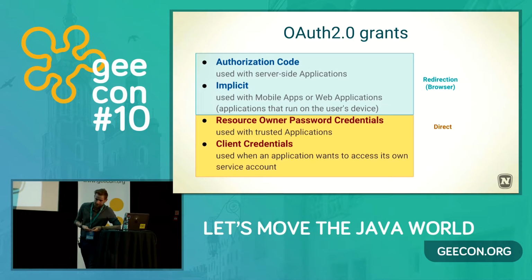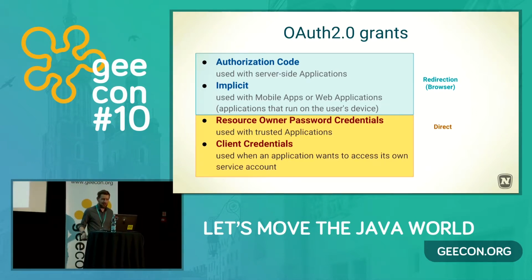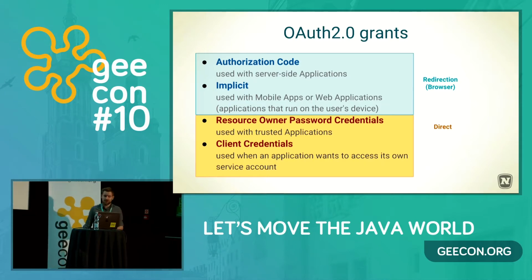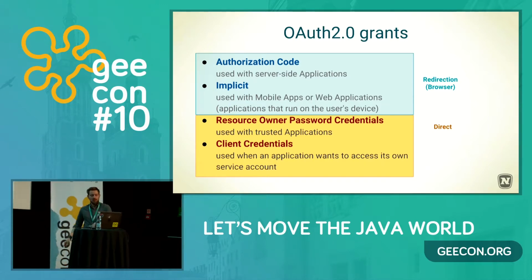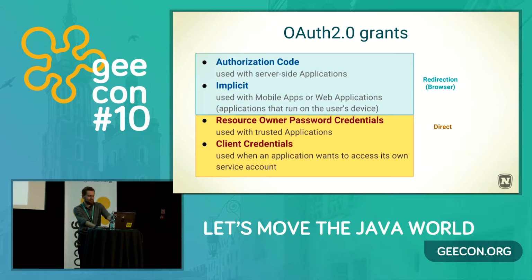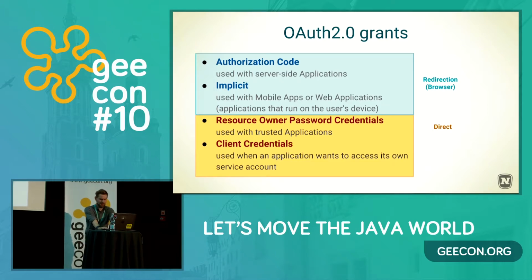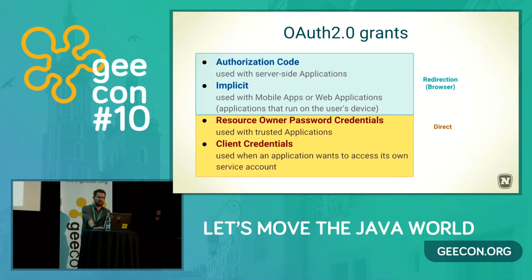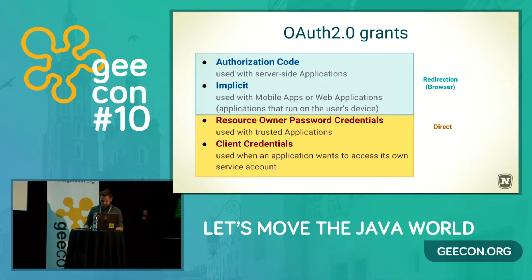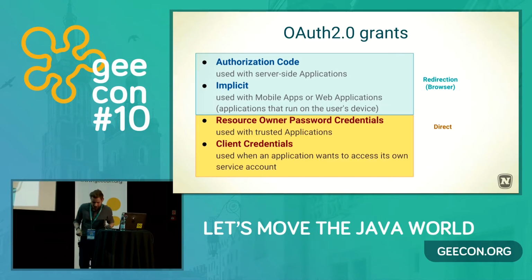We've got 4 of them. There's the authorization code, which is intended for server-side applications. We've got implicit flow, which is used with mobile apps and web applications. We've got resource owner password credentials, which is used only with trusted apps, such as native apps or highly privileged apps. And we also have something called client credentials grant, which is basically how to authenticate backend-to-backend communication.